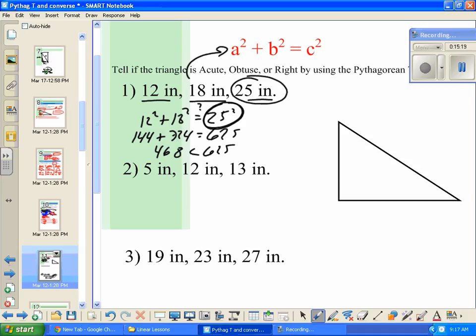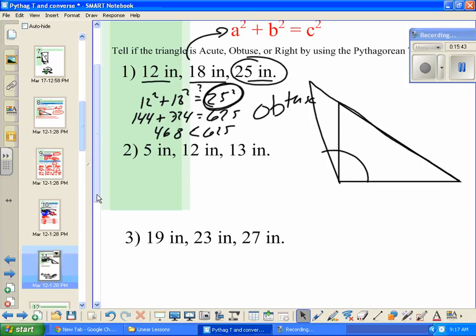So again, this C squared, this C by itself squared, was bigger than the other two. So if that's greater, that's when I get the obtuse case. What you can think is this longest side is longer than it needs to be, and so it created an obtuse triangle when I tried to line the sides up. It stretched out this angle, made it a larger angle than it needs to be. So it can't make a right triangle, it's an obtuse triangle.